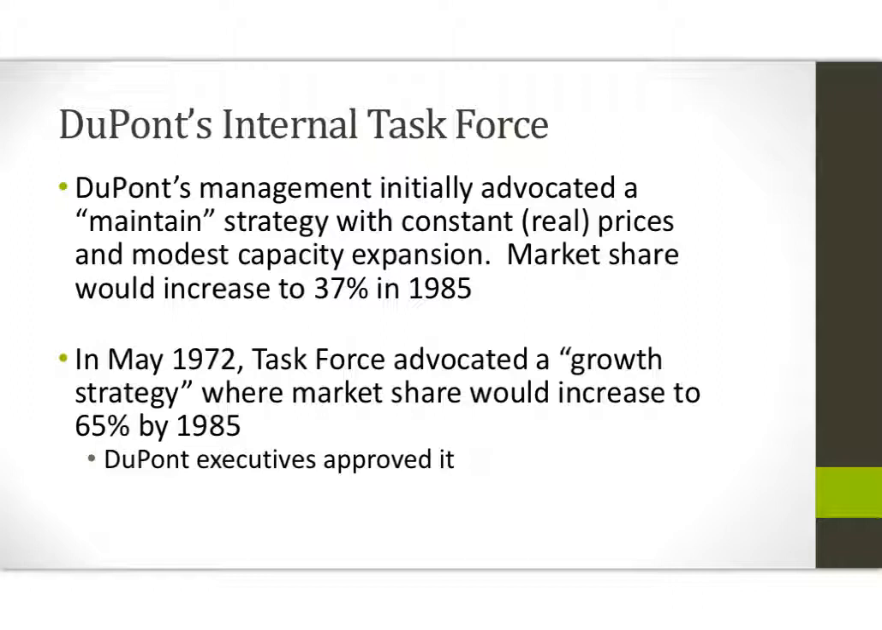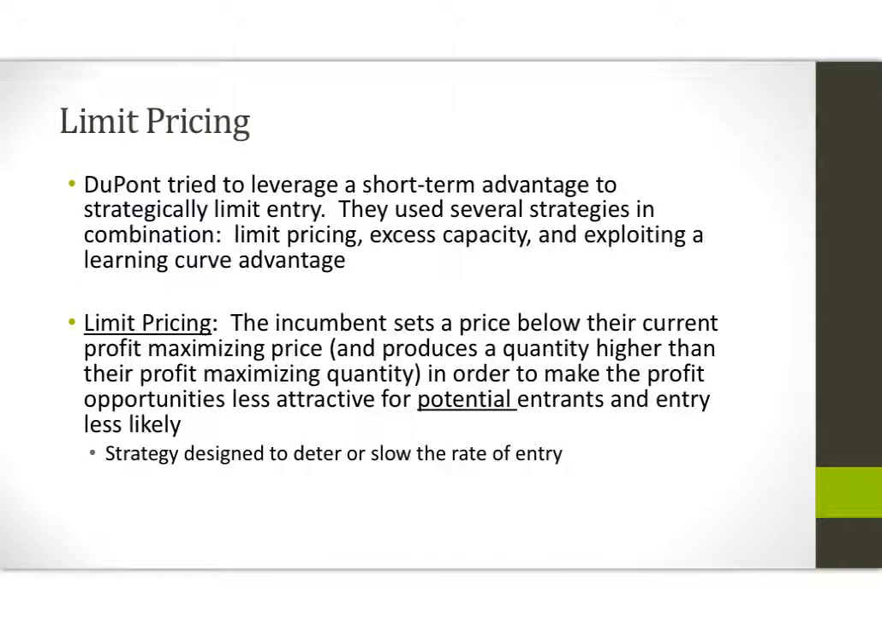So this is a little different than what one might expect, but this is where limit pricing comes into play a little bit. It's been concluded, and the executives have talked about this, that DuPont tried to leverage a short term advantage to strategically limit entry. They used several strategies here that were highlighted in the notes for this module, and we'll come back to some of this: limit pricing, which I'll define in a second, excess capacity, and exploiting learning curve advantage. Our focus here is really on limit pricing as a strategy.